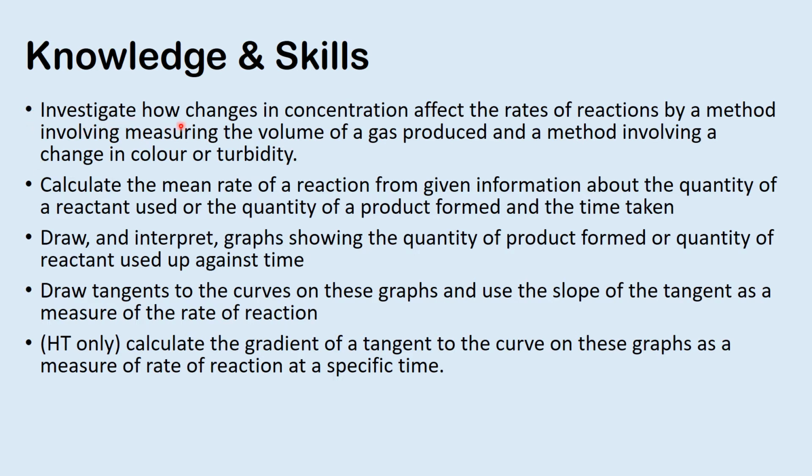So the knowledge and skills we're looking at today, if you look at this first statement, it says we're going to investigate how changes in concentration affect the rates of reactions by a method involving measuring the volume of a gas produced and a method involving a color change or turbidity. Basically that means how much you can see through it. This is essentially the required practical, so you could be asked to do either of those two things. All of these other statements are about graph drawing, and we've actually covered those before, but we're going to have a quick look at those.